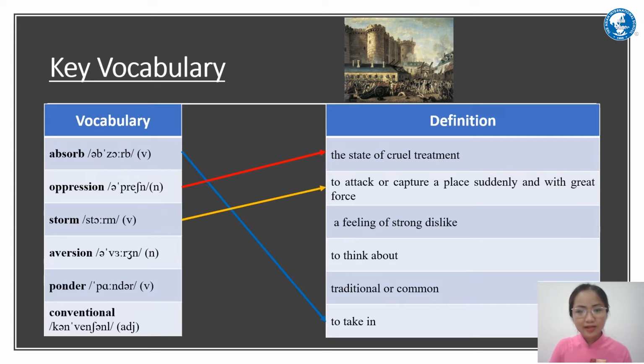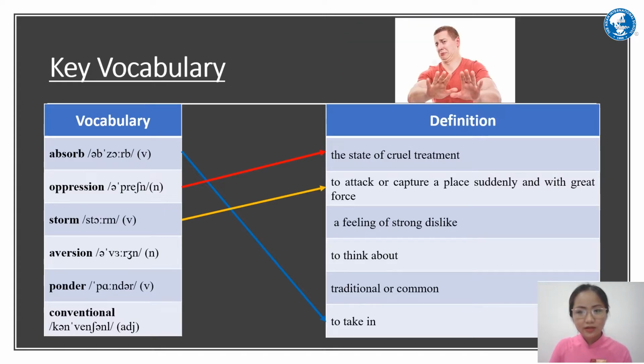The next word is aversion. Please look at the man. He is trying to avoid something. So, aversion, it means a feeling of strong dislike. For example, I have an aversion to getting up early.